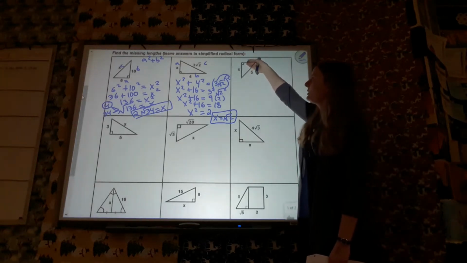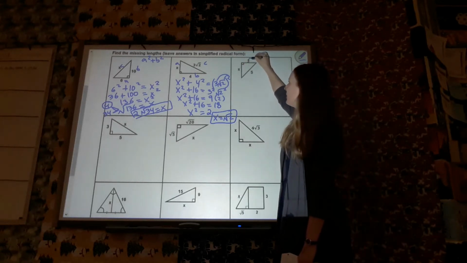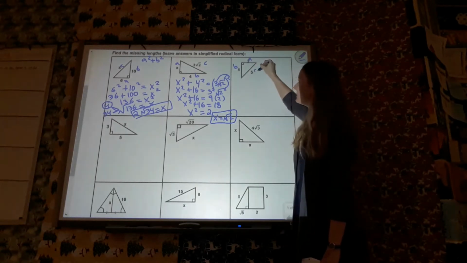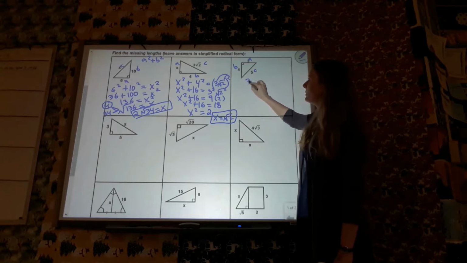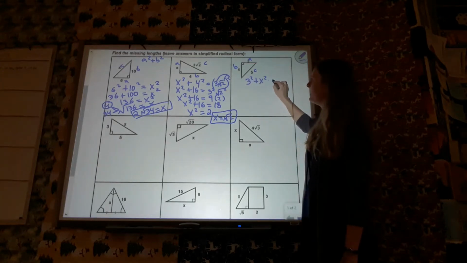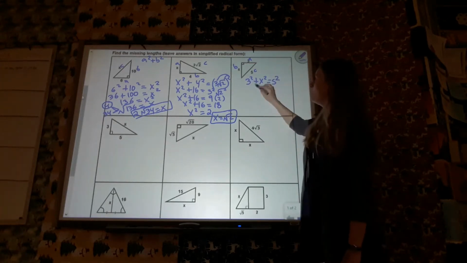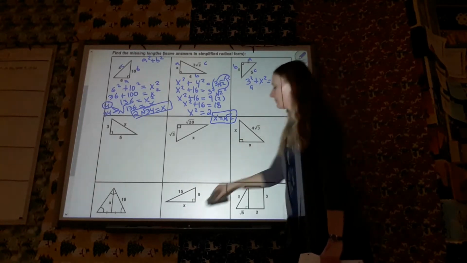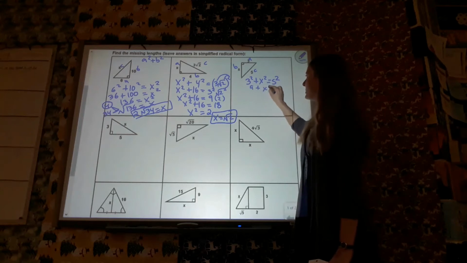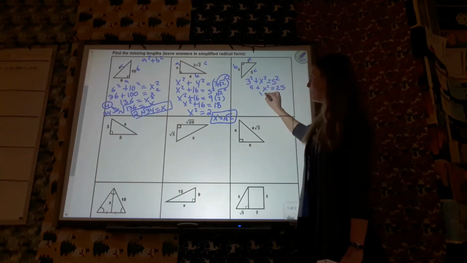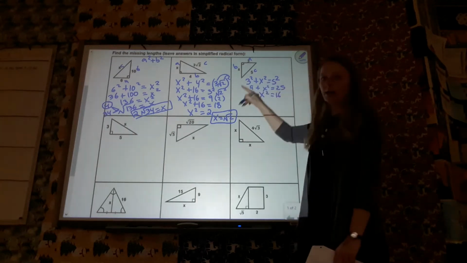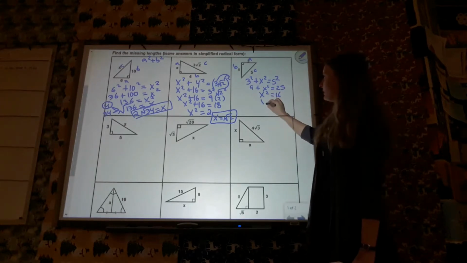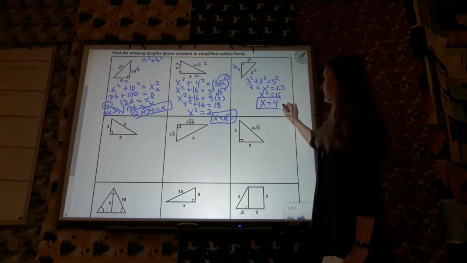I know it's a right triangle, so I can use the Pythagorean theorem. I have a and b, and then the hypotenuse is c. So I have 3 squared plus x squared equals 5 squared. That gives me 9 plus x squared equals 25. x squared equals 16. You subtract the 9 over. Then when you take the square root, you get x equals 4.